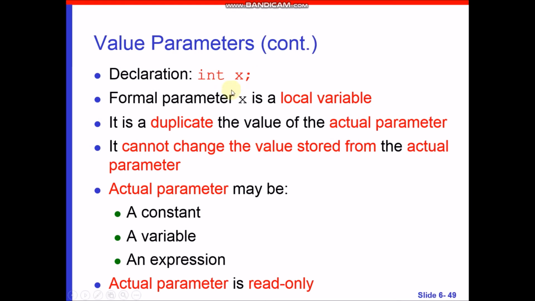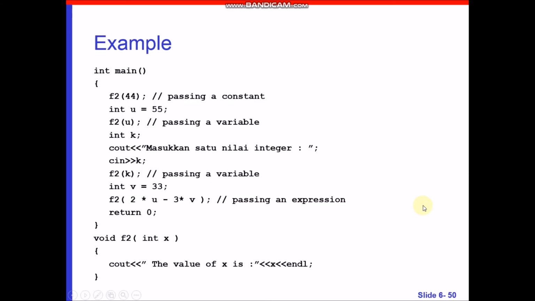For example here, first I will declare x with the data type int. So the formal parameter x is a local variable. It is a duplicate of the value of the actual parameter. Then it cannot change the value stored in the actual parameter. The actual parameter may be a constant, a variable, or an expression. And the actual parameter is read only. So I will go through the examples.